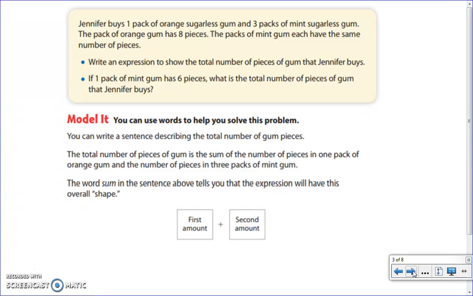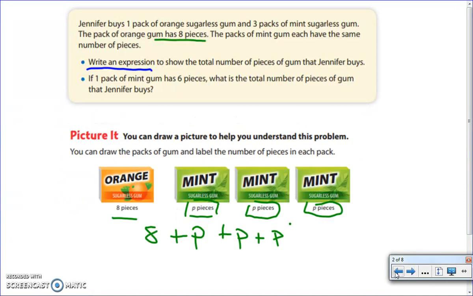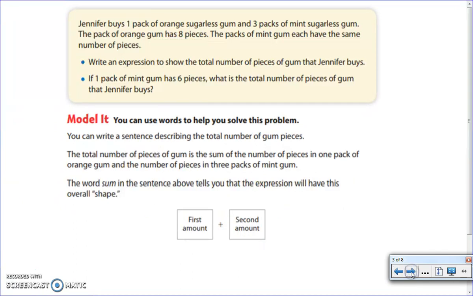So I knew to use the addition because I have something here and I have something here, and I know that in order to find out how much I have all together, I need to add. So we need to know how much there is, a first amount, which we were going to call the orange gum, how much that is, and a second amount, how much there is altogether in the green gum.